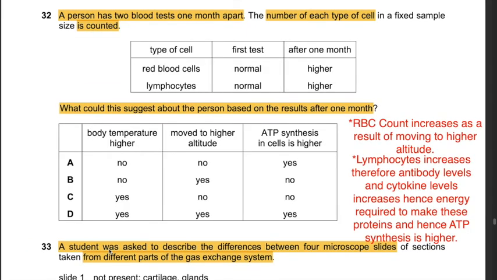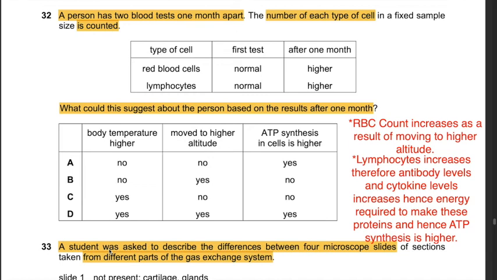Question 32. A person has two blood tests 1 month apart. The number of each type of cell in a fixed sample size is counted. What could this suggest about the person based on the results after 1 month? The columns given are body temperature higher, move to higher altitude, ATP synthesis in cells is higher. Now, after 1 month, both red blood cells and lymphocytes are higher.